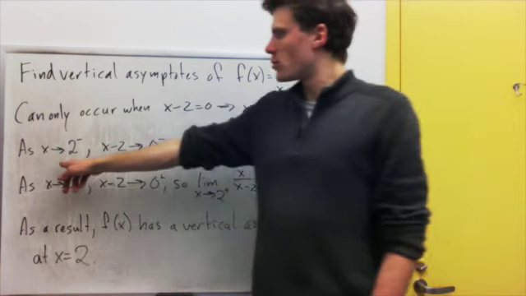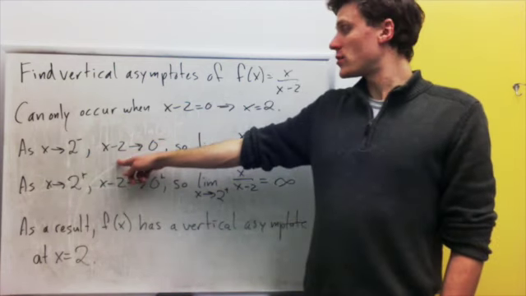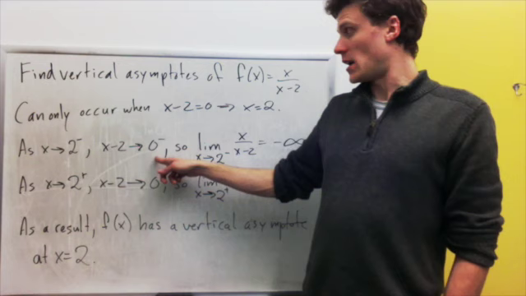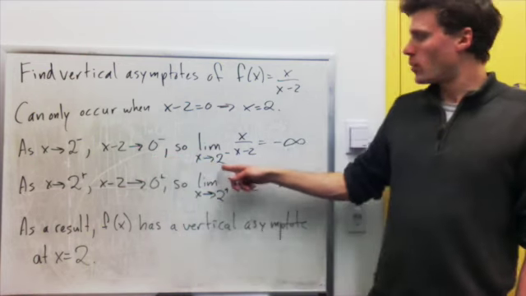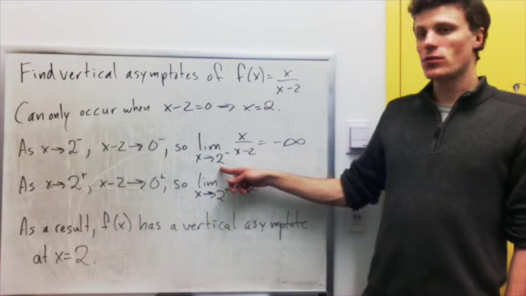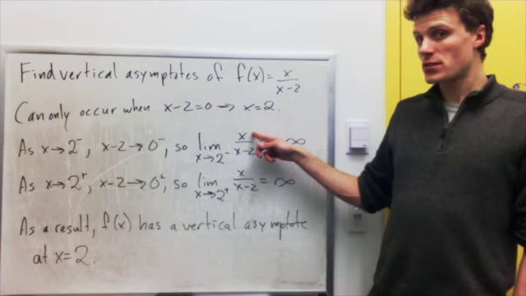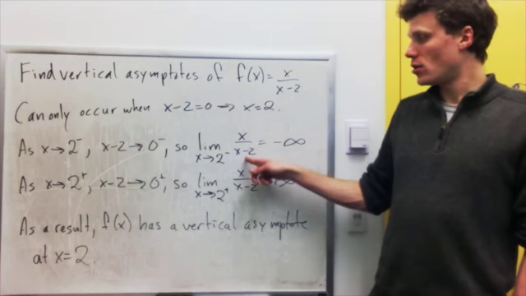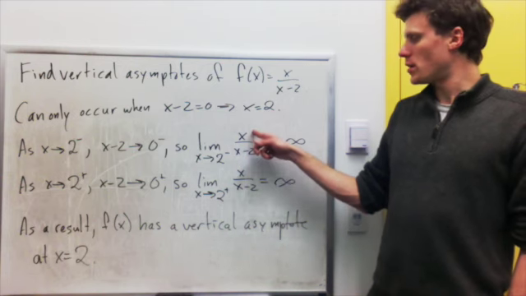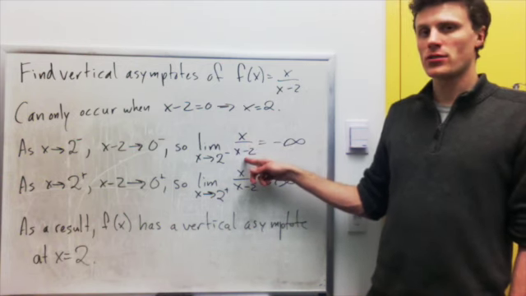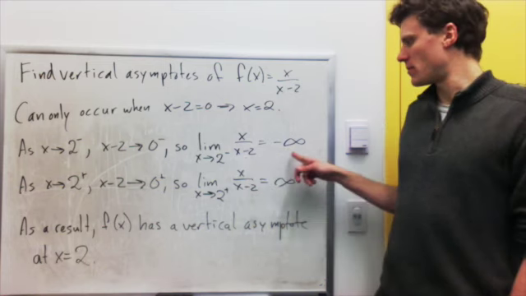Okay, as we approach 2 from the left, the denominator x minus 2 approaches 0 from the left. That is, it's going to be a negative number that approaches 0. So when we look at the limit as x approaches 2 from the left of x over x minus 2, that means we're looking at a positive number, which is what x is, over a negative number, which is getting smaller and smaller. So a positive number being divided by a smaller and smaller negative number is going to be something that's going off to negative infinity.